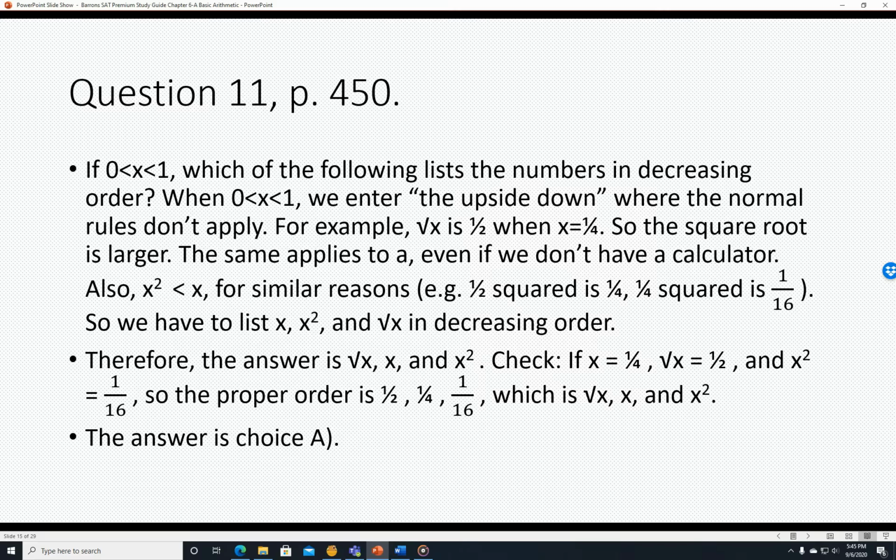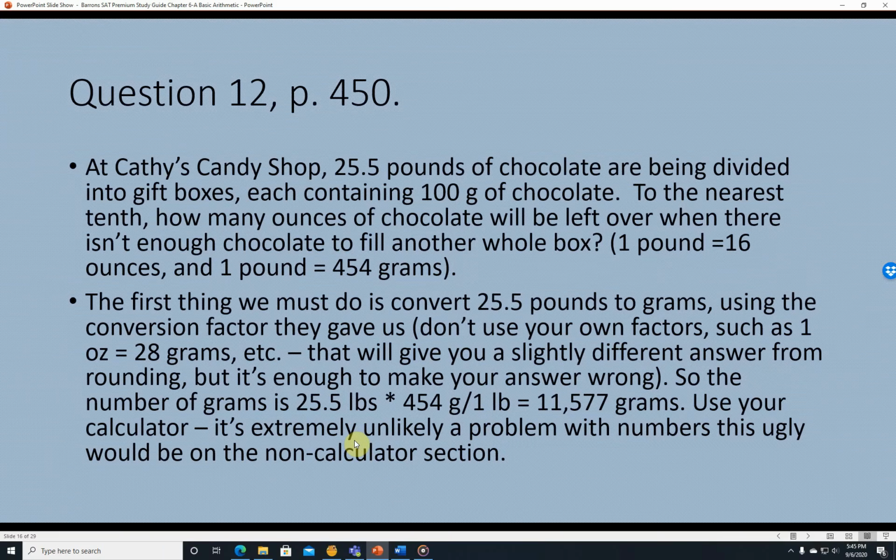So we have to list x, x squared, and the square root of x in decreasing order. Well, we already know the square root of x is the biggest, so then decreasing from that is x, and decreasing from that is x squared, because it's like 1/2, 1/4, 1/16. So check: if x is 1/4, the square root is 1/2, and x squared is 1/16. So the proper order is square root of x, x, and x squared. So the answer is choice A.